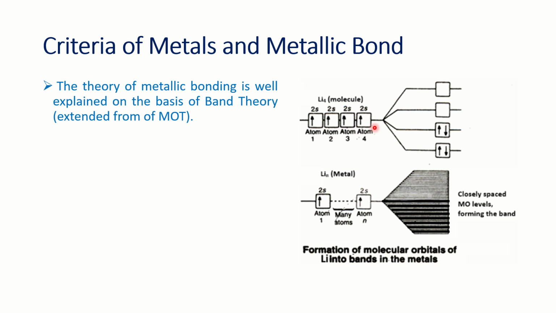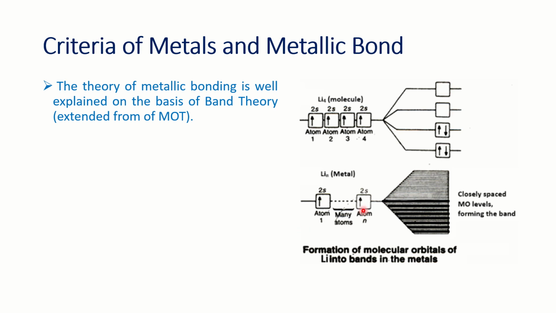So, the theory of metallic bonding is well explained on the basis of band theory or extended metallic orbital theory. You can see these are the atomic orbitals, and these are the molecular orbitals. If you take two metal atoms, this one 2s1, this one 2s1, then the electrons will gather here. Now, if you take 3, then 2 here, third one here. If you take 4, then 2 here, and the upper non-bonding molecular orbitals remain vacant.